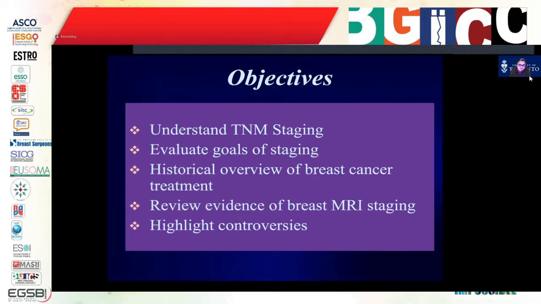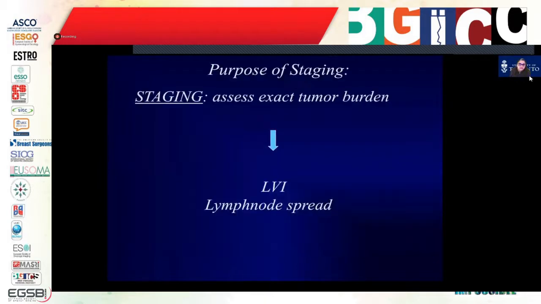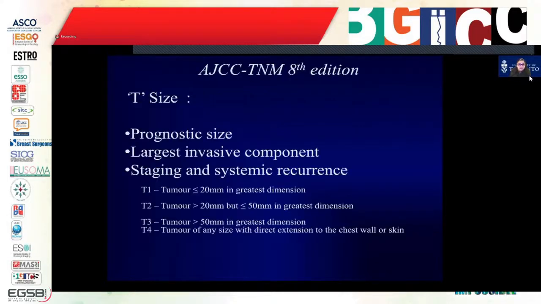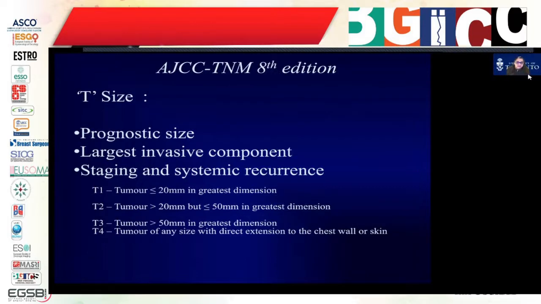So the purpose of staging is basically to assess the exact load of a tumor that exists within the breast, because this determines whether there is lymphovascular invasion or there is lymphatic spread in the axilla and beyond that. The AJCC 8th edition, which is the current edition of the staging manual, describes the T size as a prognostic size. It's the size of the largest tumor, invasive tumor focus that is existing in the breast.